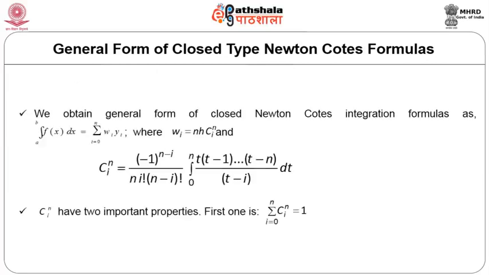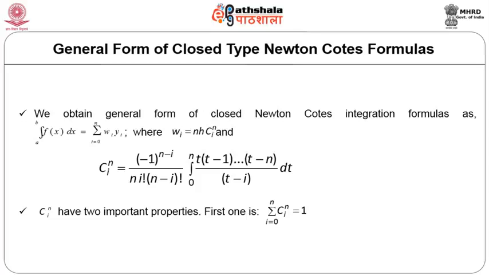Now this is the formula for the weights, and so our general form of Newton-Cotes integration formula, where you are approximating the function by a polynomial of degree n, is given by the integral from a to b of f(x) dx, which can be approximated by the sum of wi yi, where the wi's are the weights. Now these weights wi's let us express as nh into NCi.